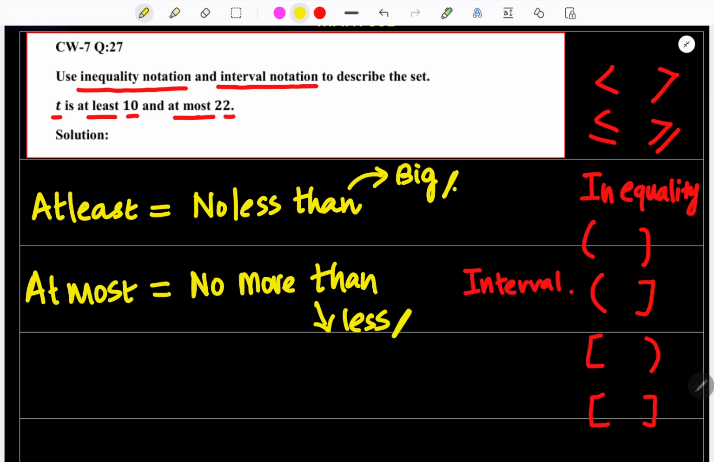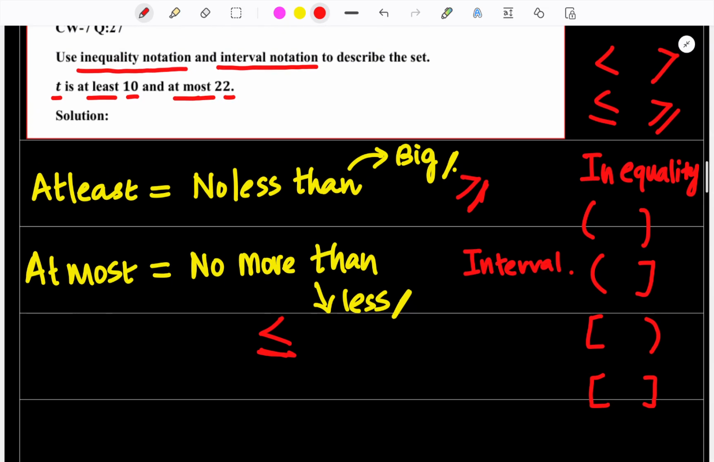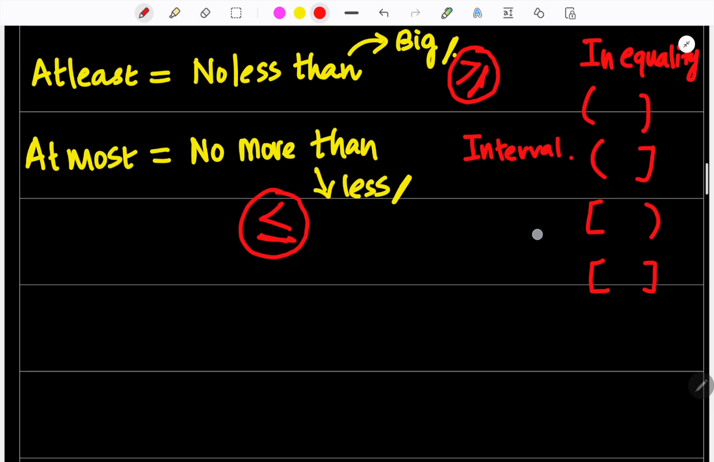But there is an equal symbol there. Keep that in your mind. So this symbol is more than or equal to, and this symbol is less than or equal to. So afterwards you remember: at least means no less than, at most means no more than. So no less than means you are going to use this one, bigger, and you are going to use this one, lesser.